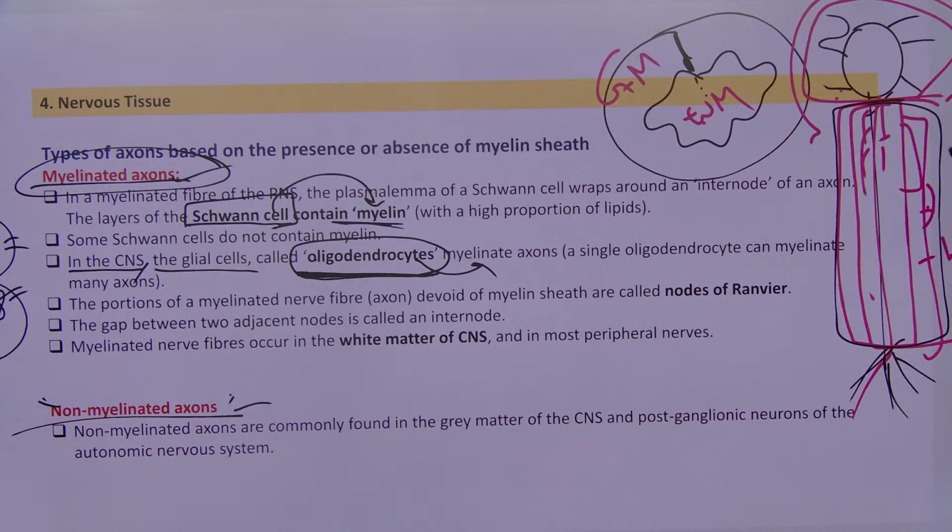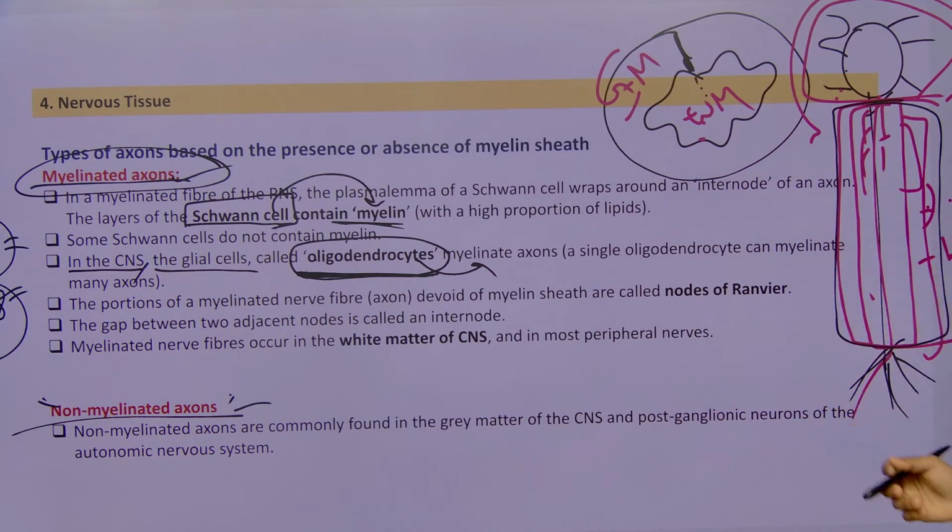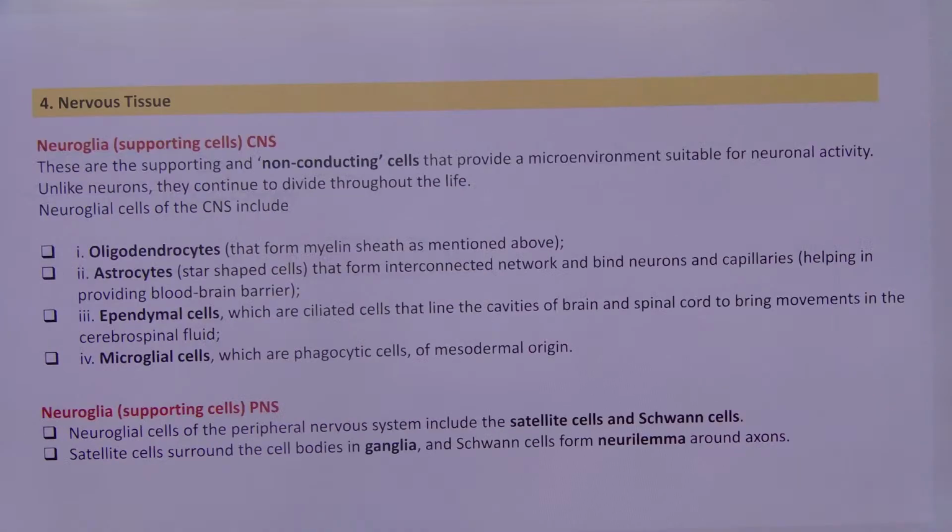That's why this part is present in white matter, whereas this cell body does not have any myelin sheath, so no color, so that will be gray matter. This thing we will discuss again in nervous tissue also, this system, right?